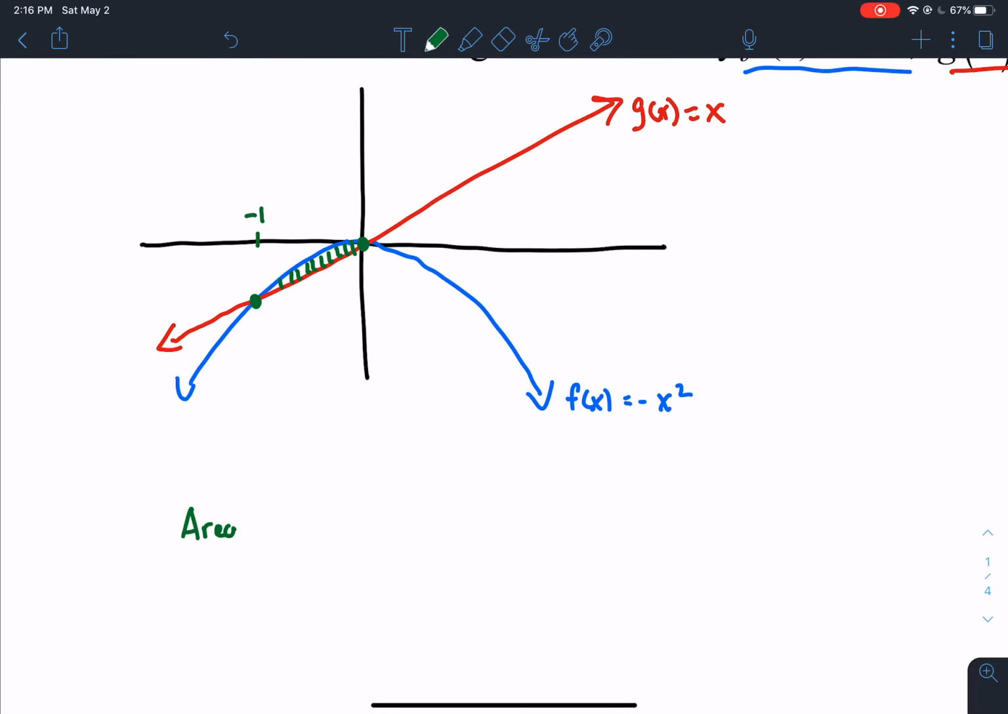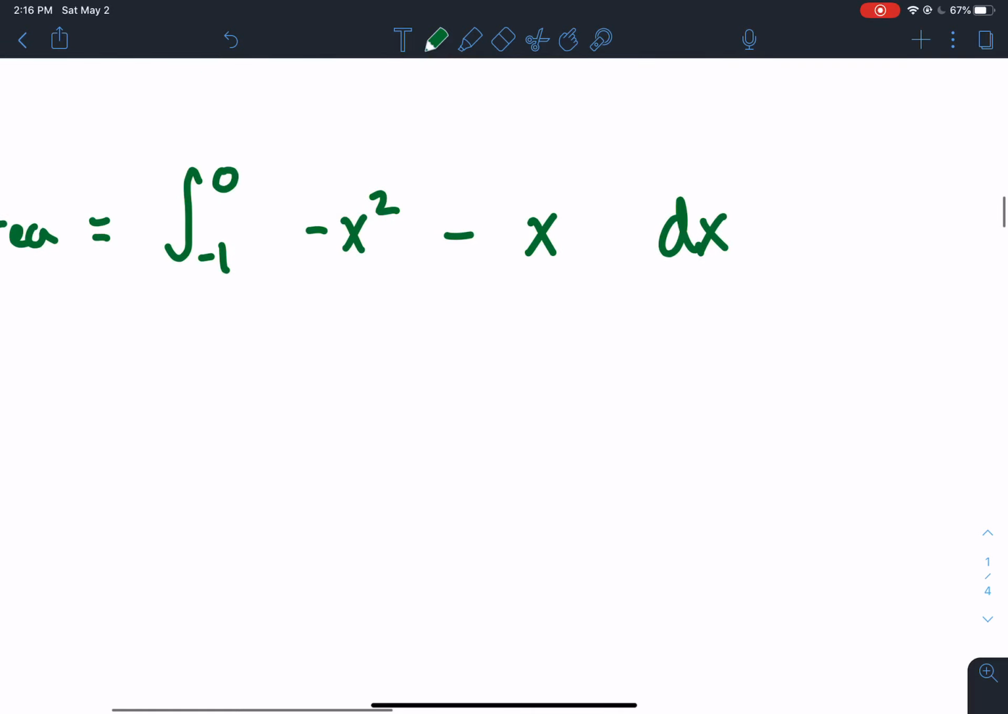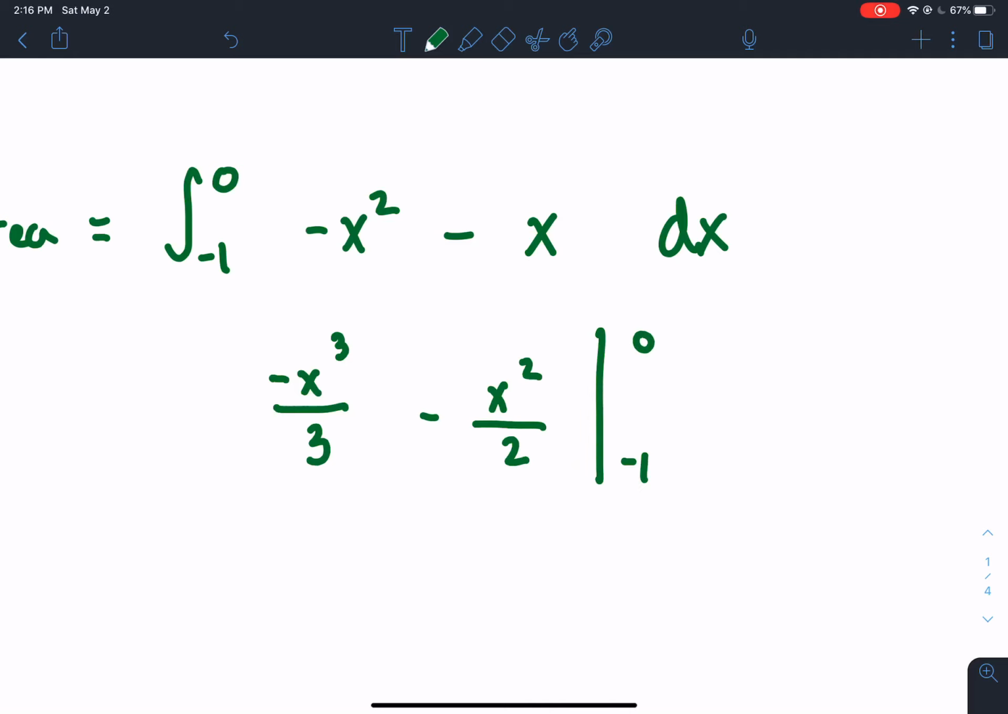So when you do this, when you write your integral, you always want to go from left to right. So it's going from -1 to 0, all right? And then you're going to do the top curve minus the bottom curve, okay? So it's going to be -x squared, because that's on top, that's the blue line on top, minus x, which is on the bottom, which is the red line, and then dx, okay? And then what you guys would do is just do your definite integral like you normally would, okay? So this is going to be -x cubed over 3 minus x squared over 2, and we're going to go from -1 to 0.